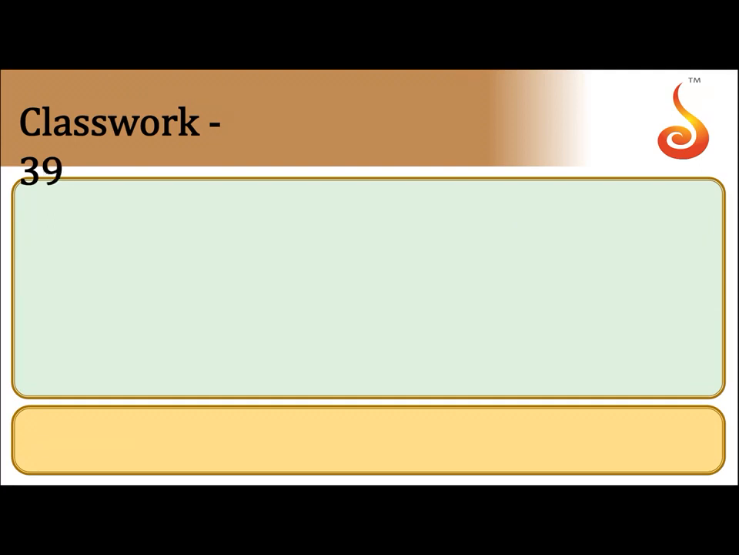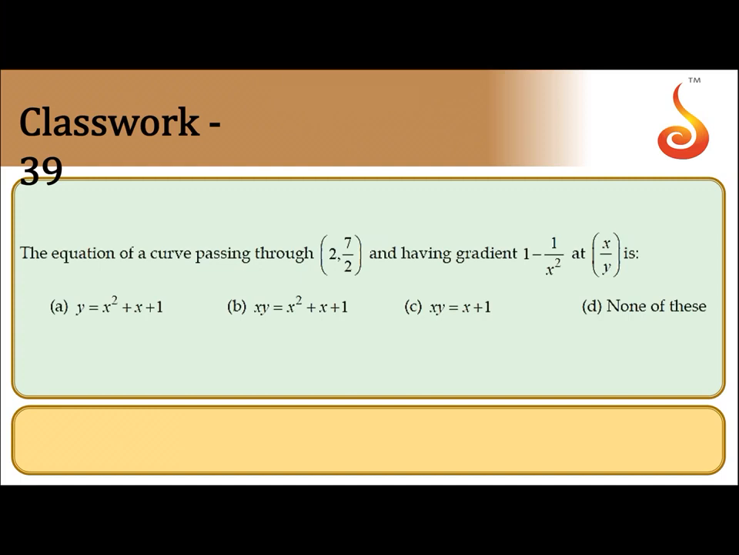Coming to the next one. Question 39: the equation of the curve passing through (2, 7/2) and whose gradient is 1 minus 1 by x square. Of course, this is a curve. If the curve is passing through the point, you can just substitute the point and verify it. 2 comma 7 by 2. Definitely x is equal to 2 substitution. You won't be getting a fraction here for some options, so 7 is not possible to get.